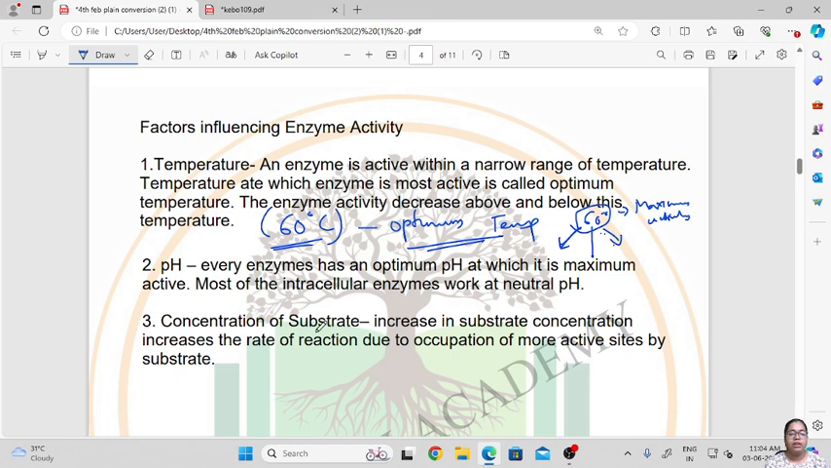Then comes the concentration of the substrate, as in how much substrate is present in the solution for the enzyme to react upon. An increase in substrate concentration increases the rate of the reaction due to occupation of more active sites by the substrate. So if substrate is more, it will occupy more active sites and the reaction will be increased.